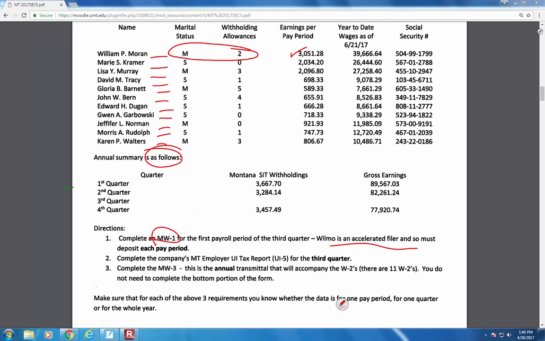How many times are they paid in the 3rd quarter? They're bi-weekly, right? So how many times are they paid? Says 7. I give you the 1st quarter, the 2nd quarter, and the 4th quarter. You're going to fill in the 3rd quarter and do the MW3, which is an annual report, right?